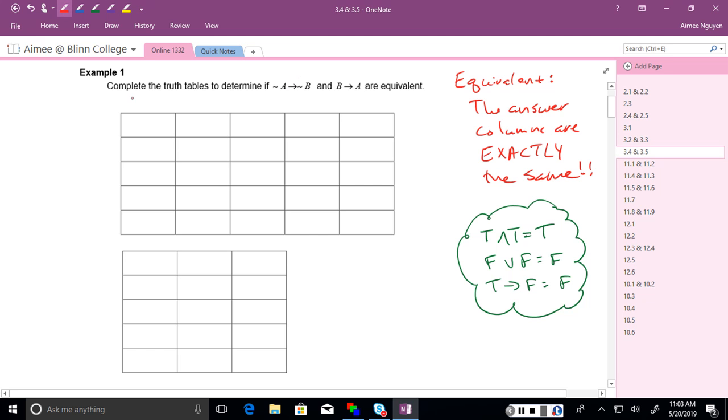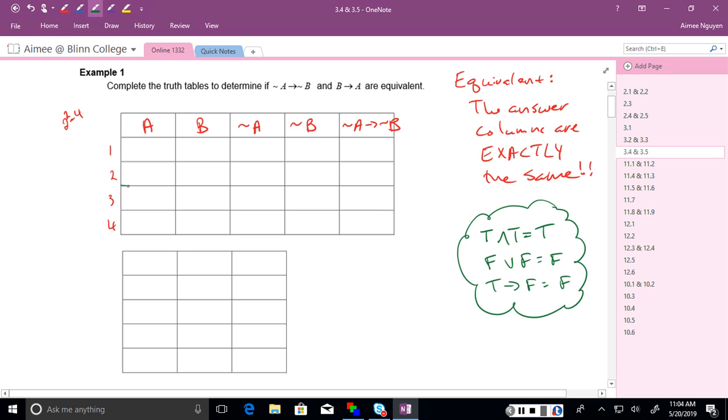So I've got two letters. 2 squared means that I have 4 rows. So 1, 2, 3, 4. I need a column for each letter. So a column for the A, a column for the B. I need a column for each negation of a letter. So I have a not A and a not B. I don't have any parentheses, so I don't need a column for that, and so I can go all the way and do the entire statement, which would be that if not A, then not B.